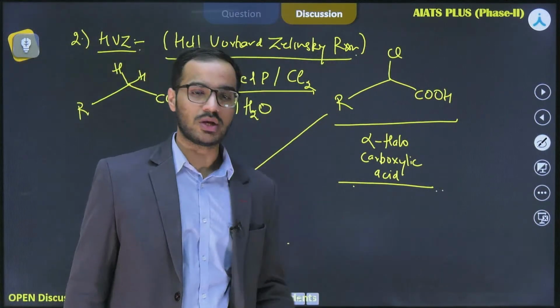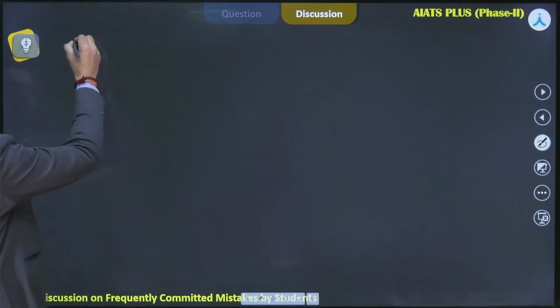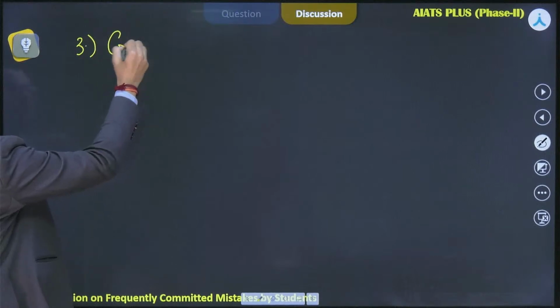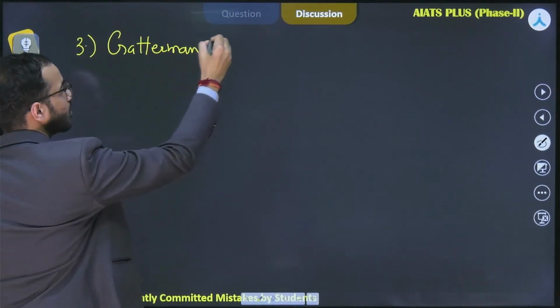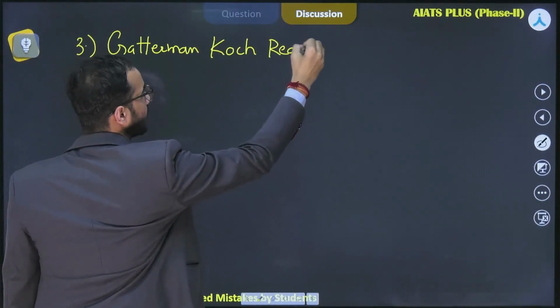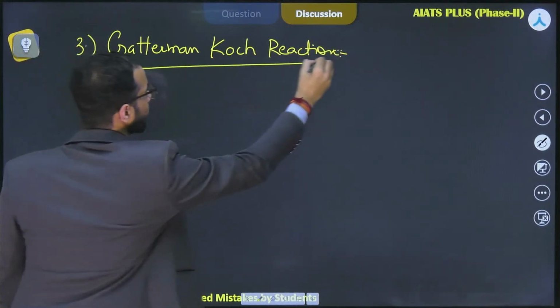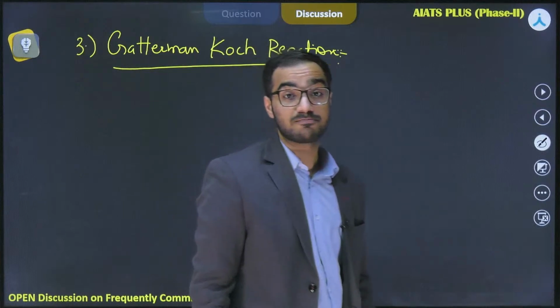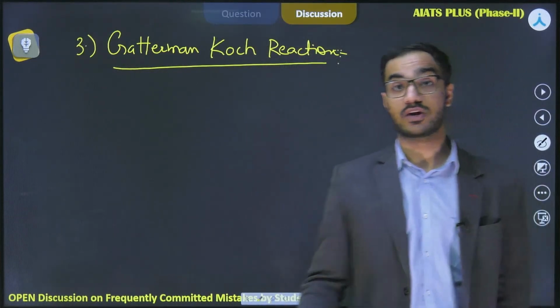Okay, so let us go to the next name reaction. The third one is the Gattermann-Koch reaction. This reaction mainly deals with the preparation of aldehydes. And what will you get?